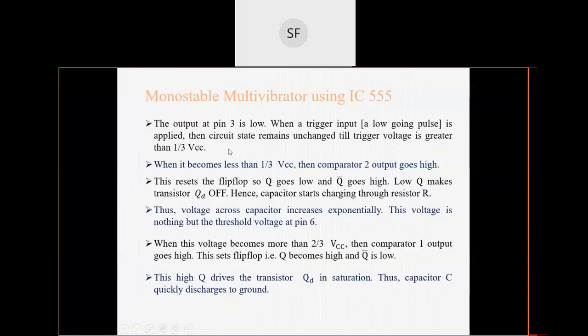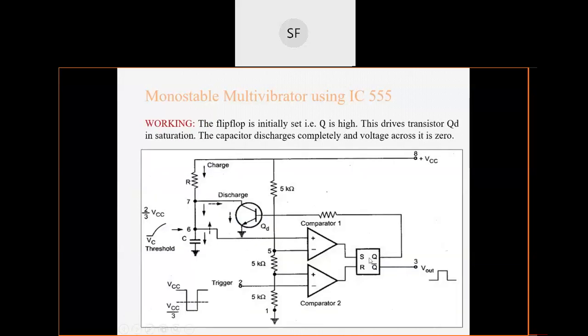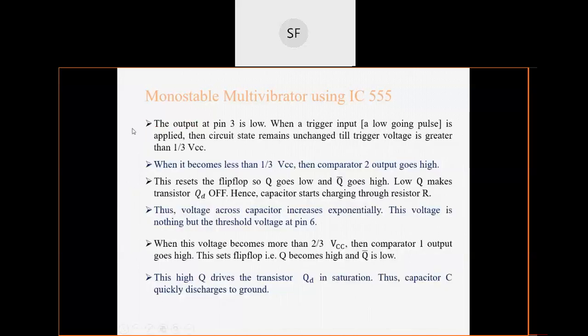Okay, so you can observe here our flip-flop was set. So due to this, Q becomes 1 and the output pin, that is pin number 3, becomes 0, that is low. So you can observe here the output at pin number 3 is low when a trigger input, that is a low going pulse, is applied. Okay, so when the trigger input is applied, what is happening? The circuit state remains unchanged until the trigger voltage is greater than 1 by 3 VCC.